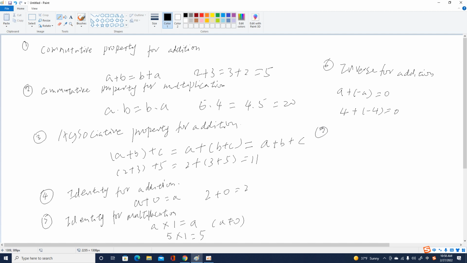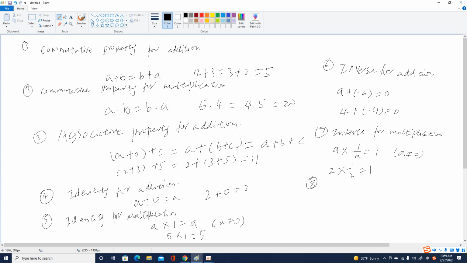The seventh one is called the inverse for multiplication. Okay. For example, any number a multiply 1 divided by a equals 1. Here a cannot be 0. Okay. Remember, a cannot be 0. There are so many examples. I give one, for example: 2 multiply 1 over 2 equals 1. That is about this property.